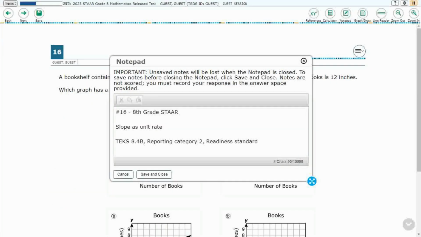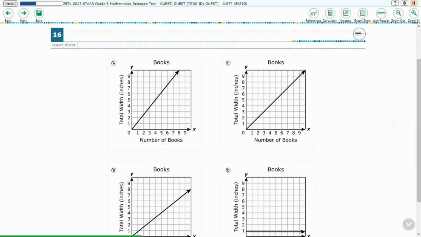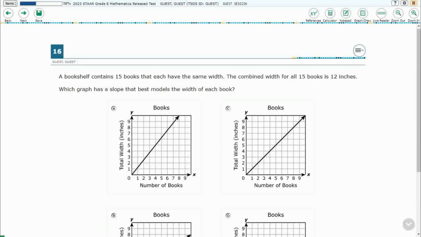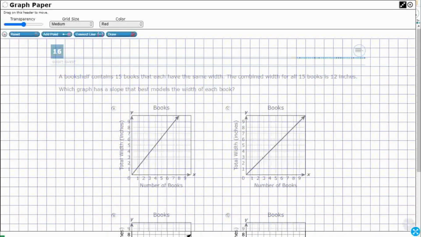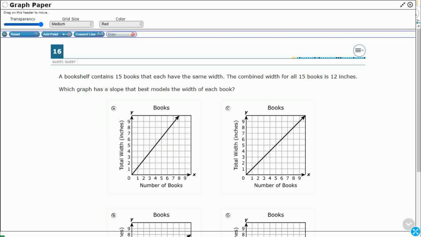For number 16, we are looking at slope as unit rate. This is a readiness standard in reporting category 2. It takes 8.4b. So we've got these 4 different graphs, and what we're dealing with here is we have a bookshelf containing 15 books that have the same width, right? So we have a constant rate there. The combined width for all 15 books is 12 inches, and we need to find a graph that has that same slope. All right, so take a look at our graphs here.